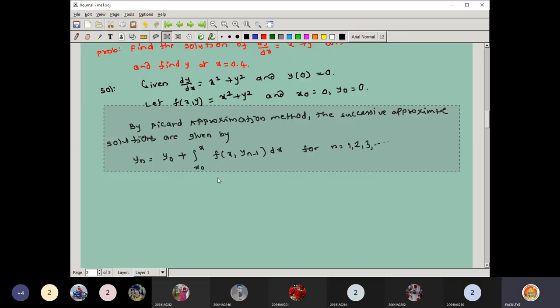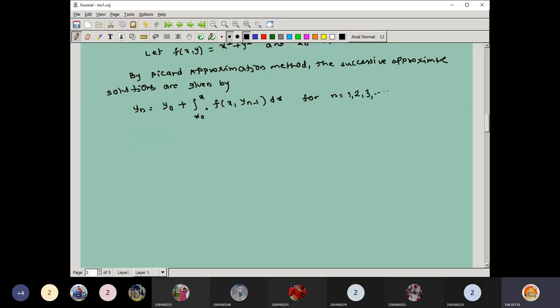So that can be useful for the next one. Okay, so you write down your available values first. So what are the available values? y naught, your value is 0. x naught is also 0. So the simplified formula is integral 0 to x of f of x comma y n minus 1 dx, or this can be taken as 0 plus something; here you just write down 0 to x, only we are having f of x comma y n minus 1 dx.